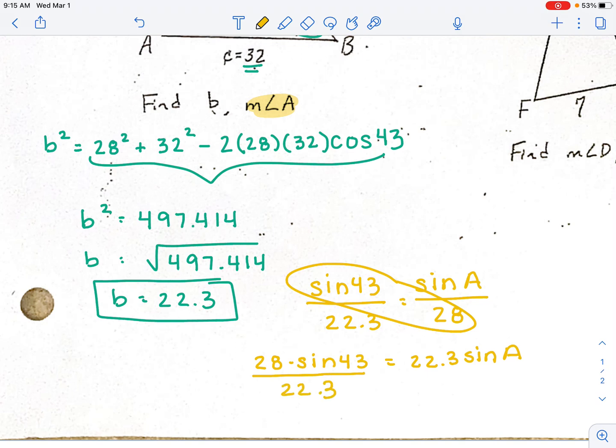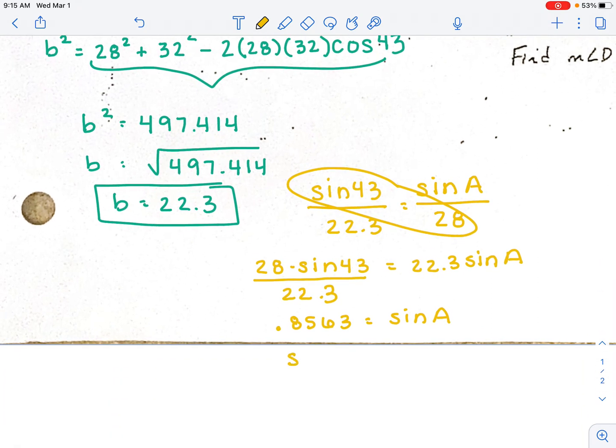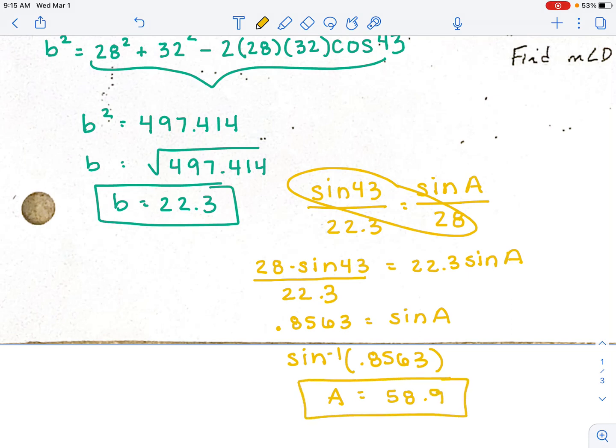And I'm going to type that into my calculator, so 28 times the sine of 43 divided by 22.3, and we're going to do 4 decimal places, so 0.8563 equals the sine of A. When we don't know the angle, if you recall, we have to do the inverse. We're going to do sine inverse of 0.8563. And when we do that, we get A is 58.9 degrees.